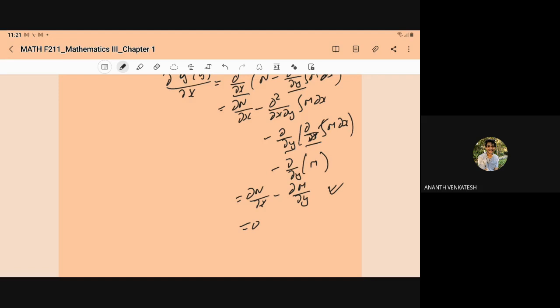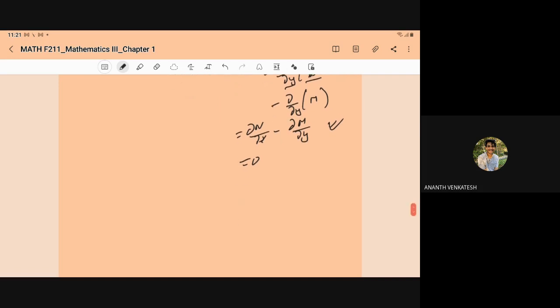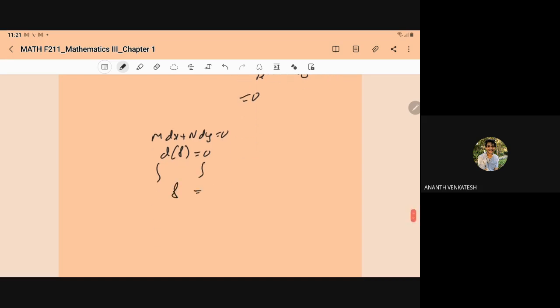Okay, and what do we mean by the exactness condition? How does exactness help us? Exact condition means that m dx plus n dy is equal to 0 can be written in the form df is equal to 0, so that you can integrate directly and write f is equal to c. Oh, okay, got it, sir. Exactness means exactly integrable. So we can write it in this form and integrate exactly.